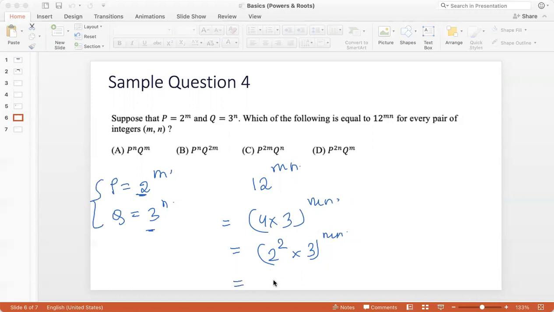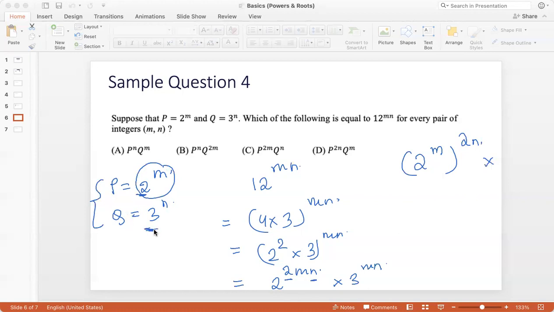Now, 2 to the power 2mn into 3 to the power mn, right? Because when I separate these two terms, I get 2 to the power 2mn times 3 to the power mn. Now, I have 2 to the power m, right? So if I isolate that, I get 2 to the power m, and I'm left with 2n here, so that goes outside.